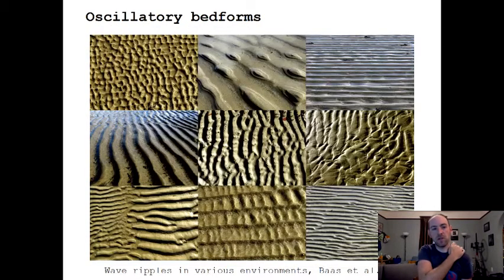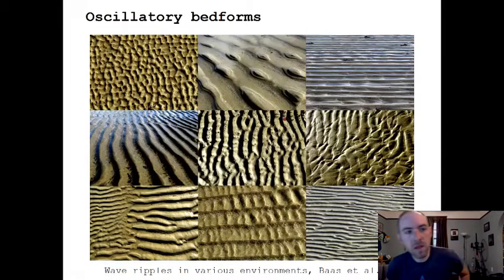For example, here's an image of a bunch of different wave generated oscillatory bedforms, and interactions between different kinds of flows and different types of sediments can result in really neat oscillatory bedform patterns like these, ladder back ripples here. These range from very, very beautifully linear oscillatory ripples to much more complicated bedforms. They often bifurcate, like you see here, resulting from instabilities as they're forming.